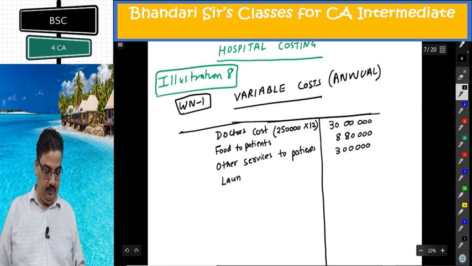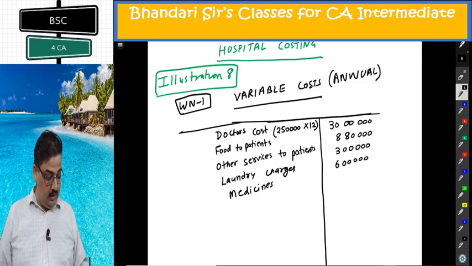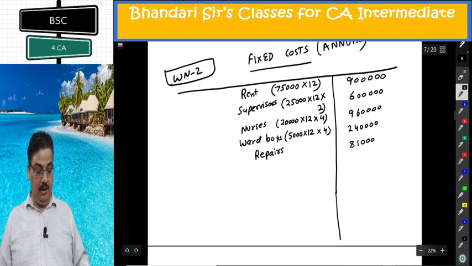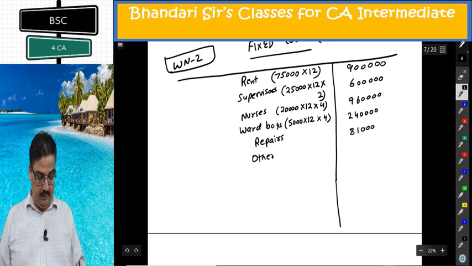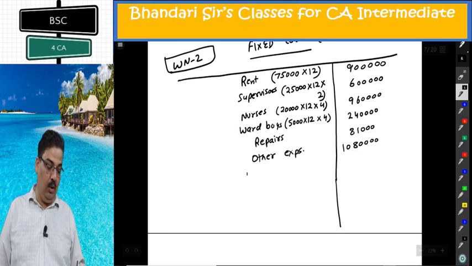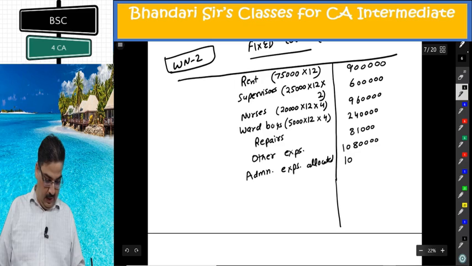Laundry charges, 6 lakh. Medicines which are provided by hospital out of their pocket, 7,50,000. Other fixed expenses, so I should go to fixed. Other expenses 10,80,000. Administration expenses allocated. It is fixed. 10 lakh.